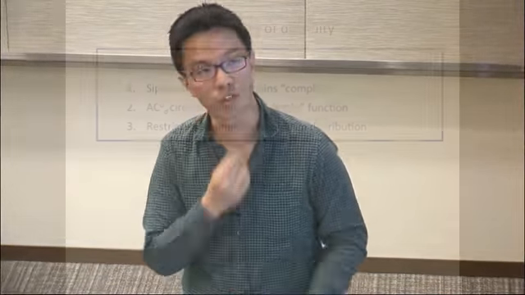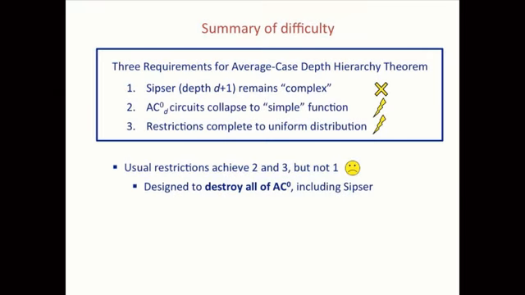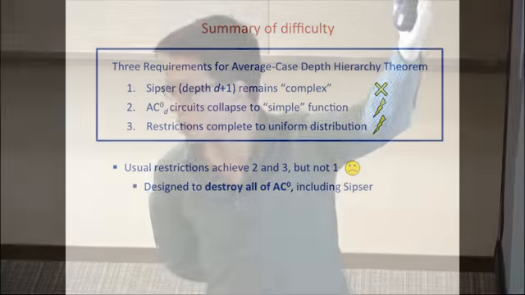So just to summarize the difficulty that we faced when we tried to do this project. At a high level, there are 3 requirements for an average case depth hierarchy theorem. Hastad has 2 things, both of which achieve 2 but not 3. 1, you have to keep the target function, the hard function, complex. 2, your approximator, you have to destroy it. And 3, you have to do so in such a way that however you're hitting them, it completes to the uniform distribution. So Hastad's parity not in AC0 proof does 2, his famous switching lemma destroys AC0 circuits.